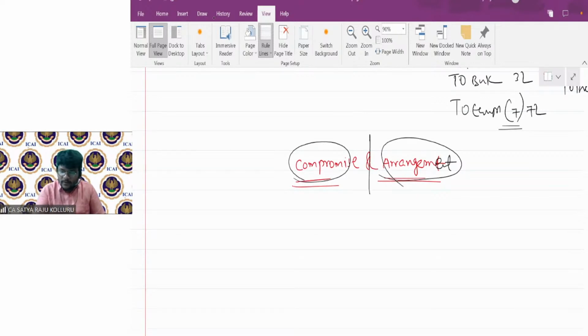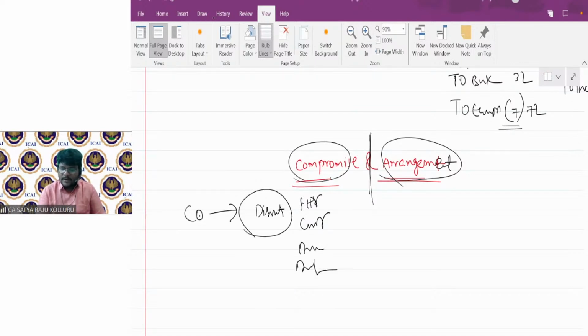The difference between compromise and arrangement is, compromise means first a dispute arises between the parties. One party is the company and the other party may be a shareholder, a creditor, a bank loan holder, or a debenture holder. First there may be a dispute, meaning both persons may not agree on similar terms and conditions. The company says, okay, you should sacrifice 40%, and the other party says, no, I'm not ready, I will only sacrifice 10%.